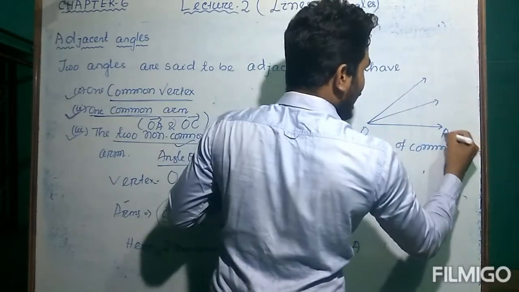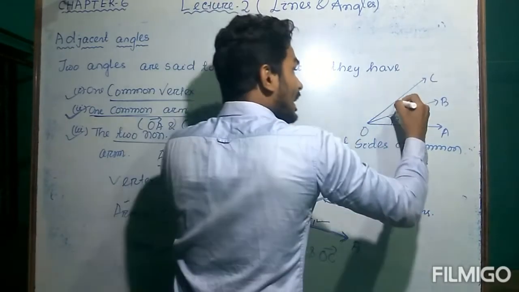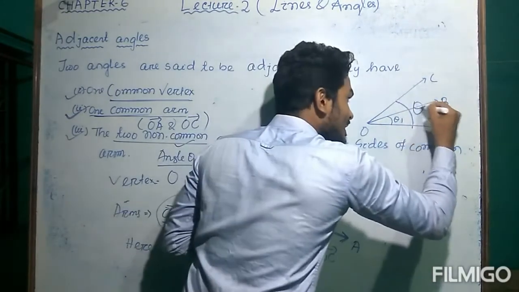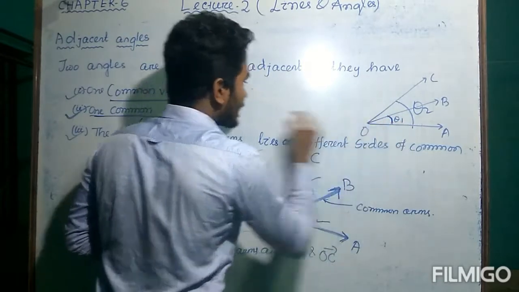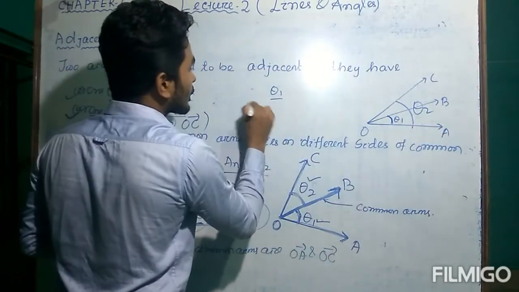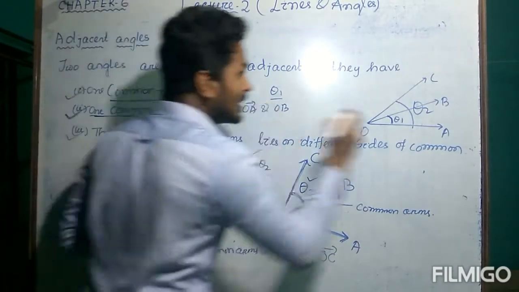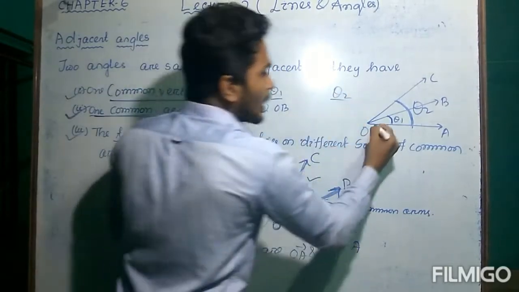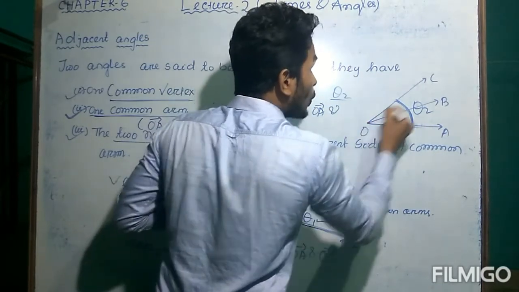Suppose this is OA, OB, OC. This is an angle theta 1, and it is also an angle. I am talking about the total angle. This is also an angle. Suppose this angle is theta 2. Now for the angle theta 1, consider theta 1. We have two arms OA and OB. Understood? For the angle theta 2, this total angle, we also have two arms OA and OC.